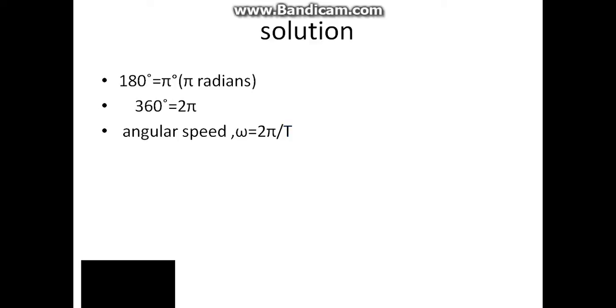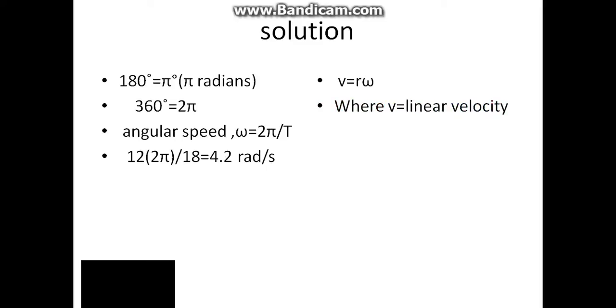180 degrees is equal to pi radians. 360 degrees is equal to 2 pi. Angular speed phi is equal to 2 pi over period T. We know that our period is 18 over 12. Then substituting the value of pi, we now have 12 times 2 pi all over 18. We now get our angular speed as 4.2 radians per second.